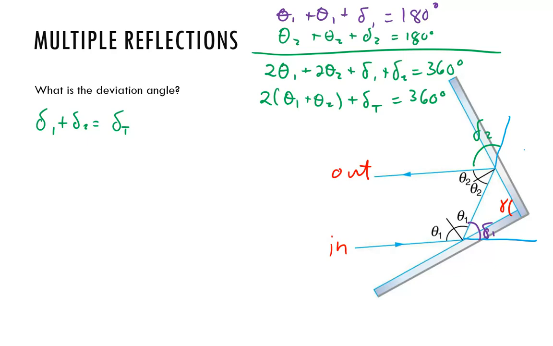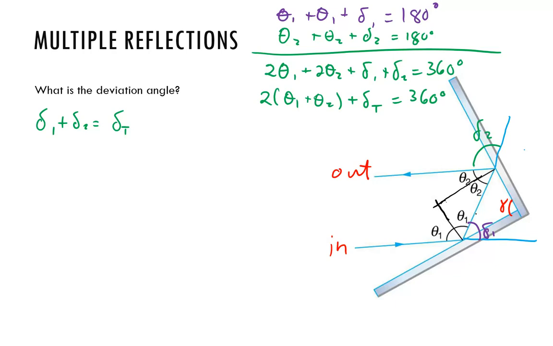So if I can find what theta 1 plus theta 2 is, what Andy was directing us to, then I'm done. So how do I find what theta 1 plus theta 2 is? There's more than one way to do this. I have my favorite way. You may have a different favorite way. I am not going to argue with somebody about which way is better.